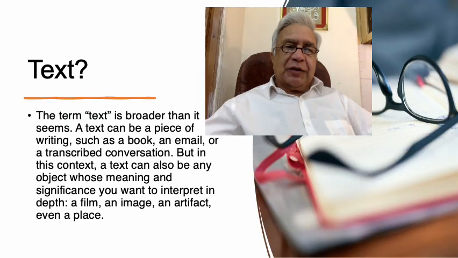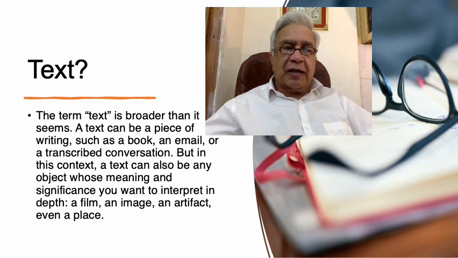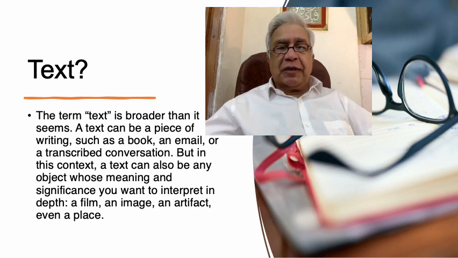Text is broader than it seems. A text can be a piece of writing such as a book or email or a transcribed conversation, but in this context a text can also be any object whose meaning and significance you want to interpret in depth: a film or an image or an artifact or even a place. So it means that a text is a kind of thing which is interpretable. It may be in the form of a book, or it may be in the form of an image or a film or an artifact.